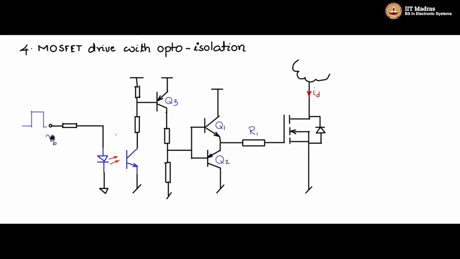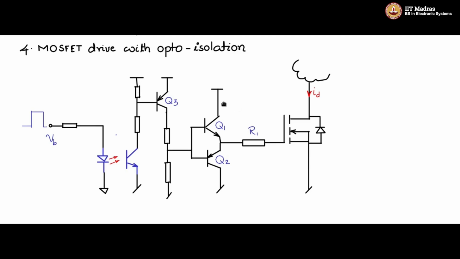When VB is high, there is a drive current flowing through the diode, and the diode emits light, and the optocoupler transistor is on. There is a drive current here. Q3 is on. Q3 allows drive current to flow through in this path to Q1. Q1 is on. There is a drive current to charge up the capacitance of the MOSFET, and the MOSFET turns on.